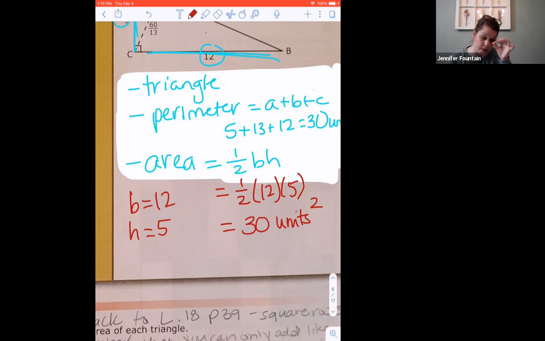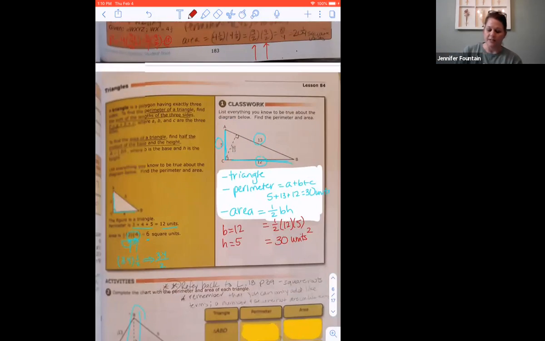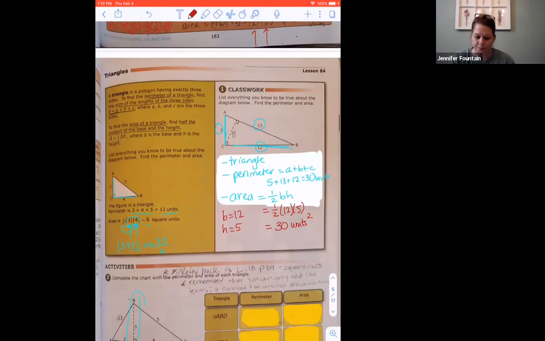I can multiply 1/2 and 12 and then multiply by 5. I can say 12 times 5 is 60, and 60 times 1/2 is 30. I'm going to get the same answer. Any questions about that? Any questions about either area or perimeter of a triangle? Okay. Let's move on down to activity 2.